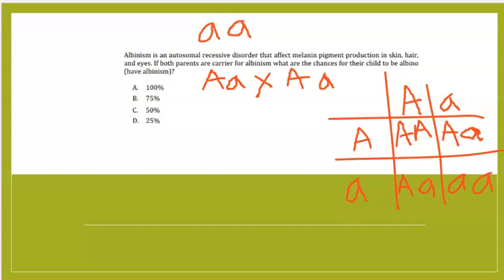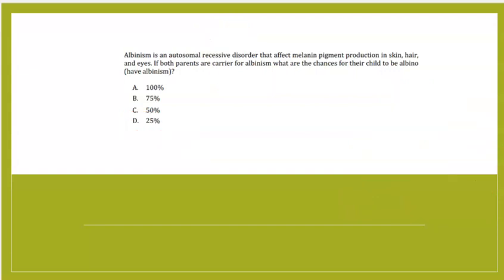Now when you look at all the four genotypes of the children, they are asking what the chances are for their child to be albino, or having the disease. When you look here, only one of them has it, right? So 1 out of 1, 2, 3, 4. So 1 out of 4 is the chance for a child to have albinism. We know that's 25%, right? So the answer for this question will be 25%.